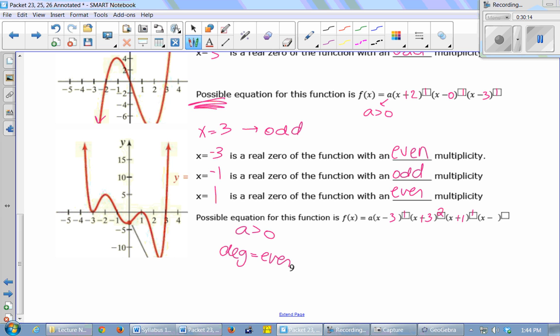Unless the directions say, sometimes they say, make the degree as small as possible. All right, and then my last 0 is a 1, which means if 1 is a 0, x minus 1 had to have been a factor. And it has even multiplicity, so I'll put a 2 there.